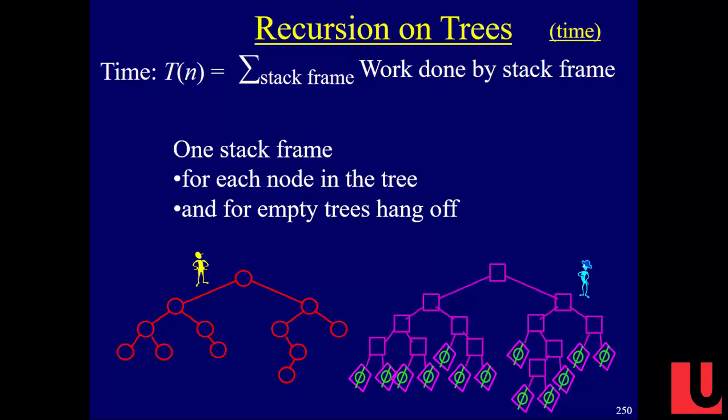Except for the empty trees. You take the tree, and then you hang off the empty trees, and then we get the tree of stack frames. Then we have to say, how many empty trees are there? Well, it's not more than twice the number of nodes. In fact, it's going to be one more than the number of nodes.